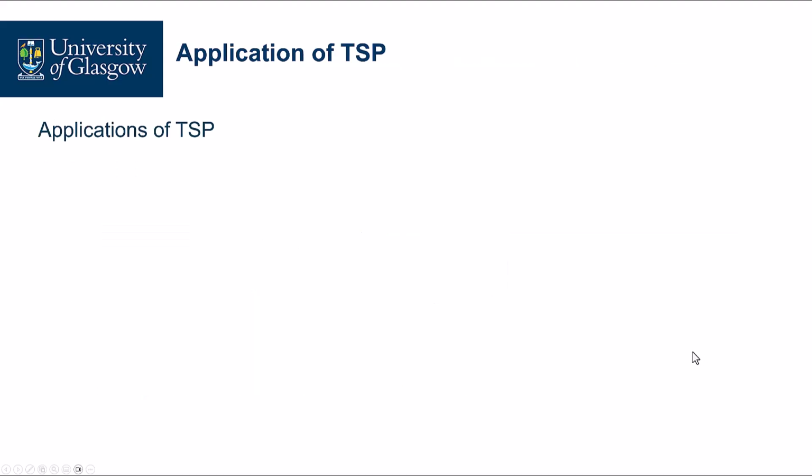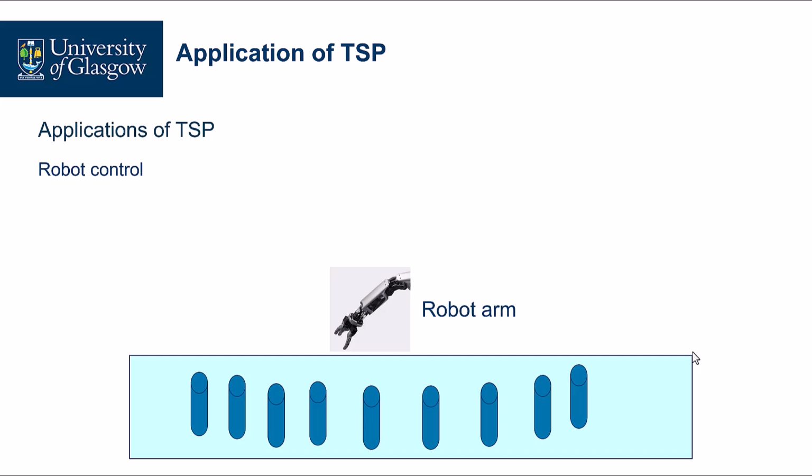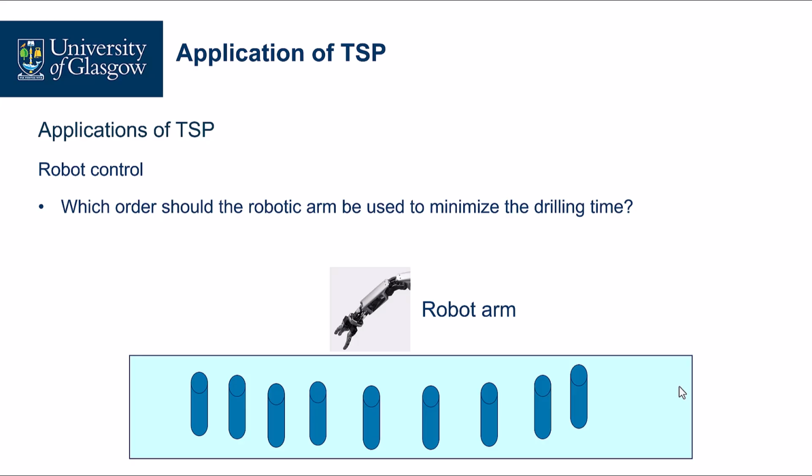Now I provide you with an application. The application is robot control. Consider you are controlling a robot arm, and you want to drill holes on the board. So these are the holes. The question is which order the robot arm should use to minimize the drilling time? Clearly, when the robot arm has the smallest drilling distance and then goes back to the starting one, we have the minimum drilling time. So this in fact is a TSP problem.